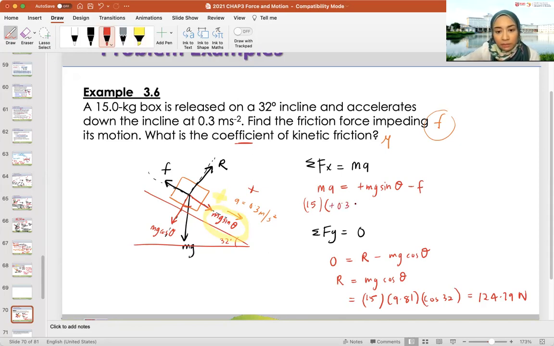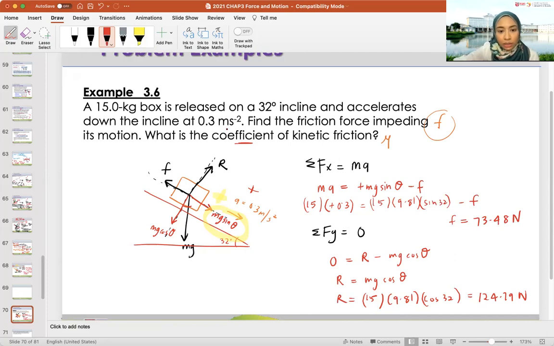Positive 0.3. And then this is 15, 9.81 sine of 32 minus F. So the only unknown here is going to be F. So we can solve for F. So F bawa ke sana, F bawa ke sana, this guy bawa ke sini. So 15 times 9.81 times sine 32 minus 15 times 0.3. That would give me friction as 73.48 Newton.